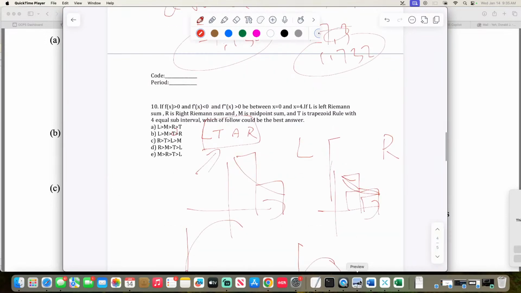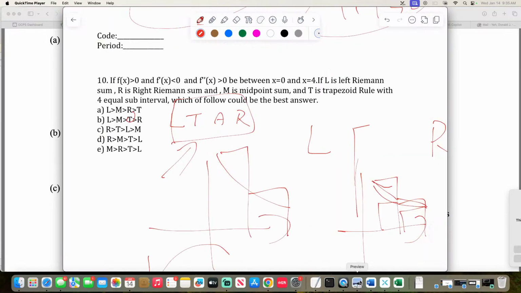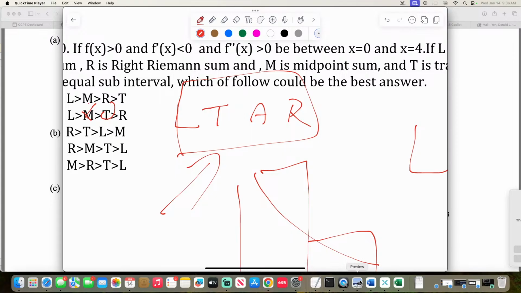Now, this question is a bad question. The closest answer, the best answer, is going to be B. However, I don't think that's the best answer. It should not include M, it should use A. If A is the actual, then it's going to be L, T, A, R. If you draw it out, you're going to find that left is greater than trapezoid, trapezoid is greater than actual, and actual is greater than right.